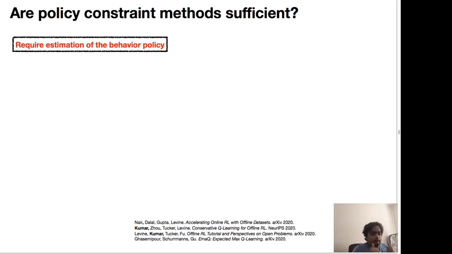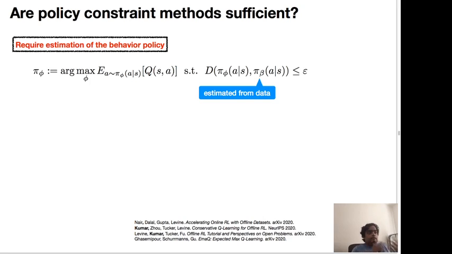There are two limitations that I would discuss here, and the answer clearly is that they are not sufficient. The first of them is that these methods require estimating the behavior policy. So in this constraint, which the policy constraint methods implement, the divergence D consists of pi phi, which you probably have because you are modeling that policy as a neural network, or you have the Q function and you can extract the policy pi phi out of it. However, the policy pi beta is not known to you generally, because you are just given a data set. You don't know which policy pi beta generated that data set.